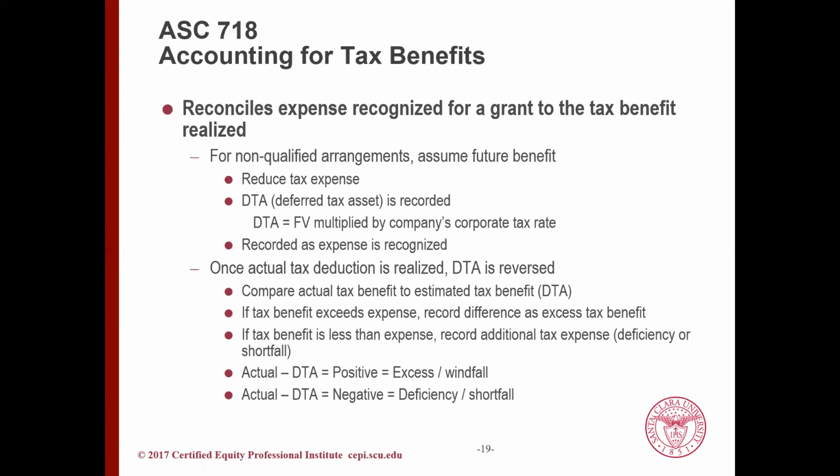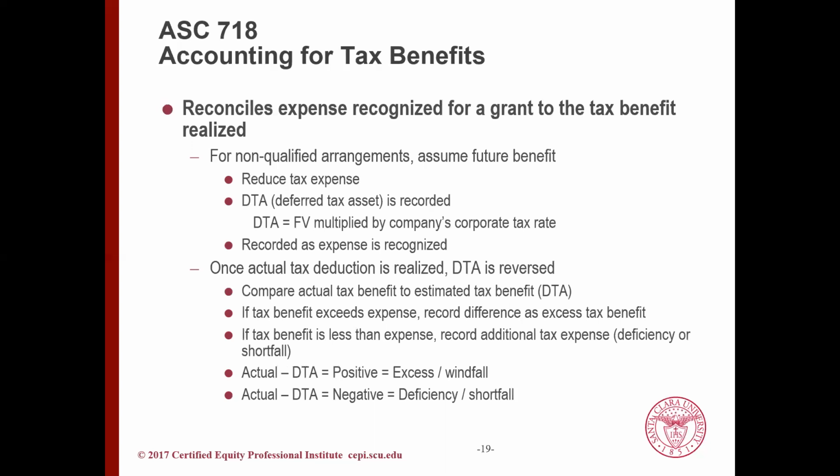Then, when the exercise or release actually occurs, you have to reverse that DTA because you no longer have a future tax benefit, you actually have a real current benefit. So then you have to compare what you have accumulated in the DTA account with the actual tax benefit that you receive. And as you can imagine, it's never a perfect match.